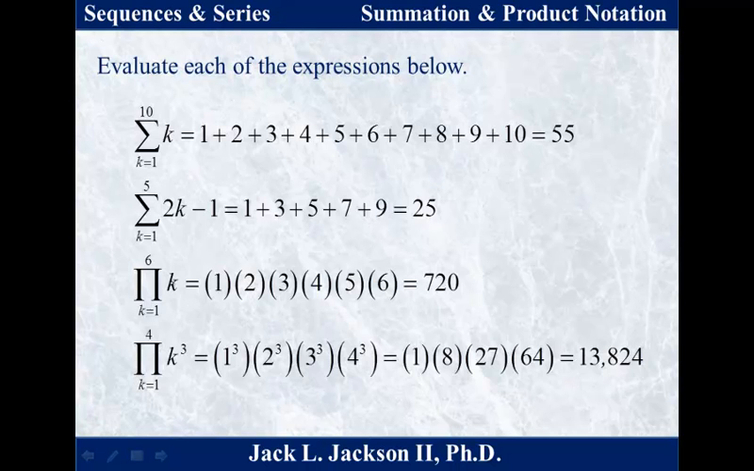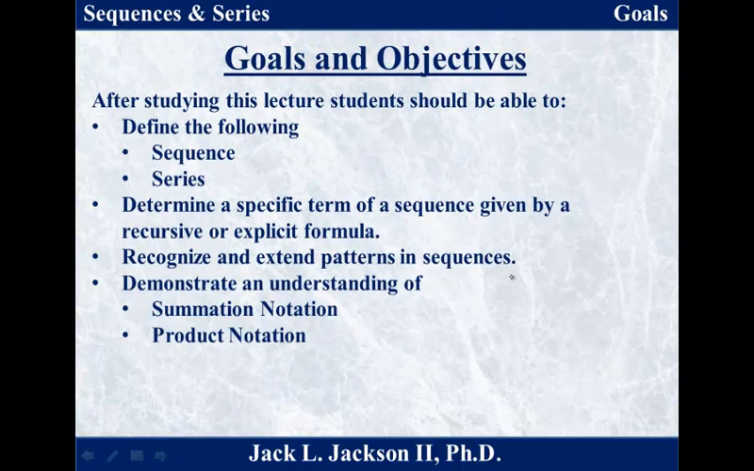The product of k, just k, from 1 to 6 is 1, 2, 3, 4, 5, 6, all multiplied together, which is 720. If we take k cubed and do the product from k equals 1 to 4, we plug in a 1, 2, 3, 4. We cube them to get 1, 8, 27, and 64, and they multiply together to get 13,824.